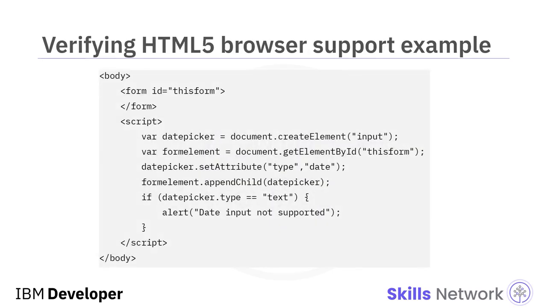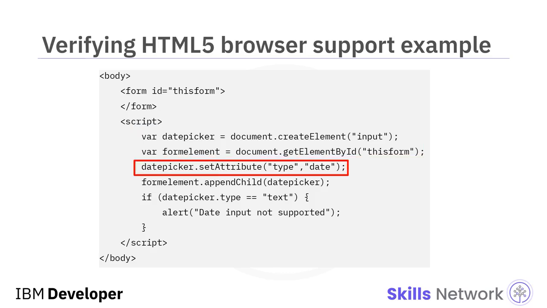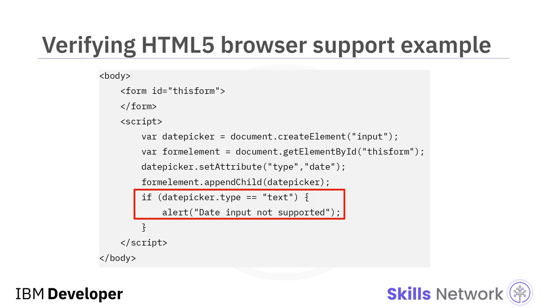Here is an example of using JavaScript to check whether a certain HTML5 element is supported by a browser. This code is used to test whether the browser supports the element input type equals date. In the example, you dynamically create the DOM object for the input element, and then you set the type attribute to the value of date. If the browser does not support the input type equals date, the field is displayed in the browser as a regular text field.